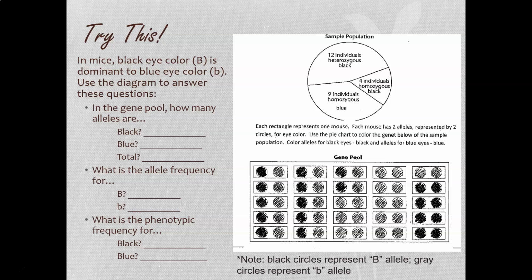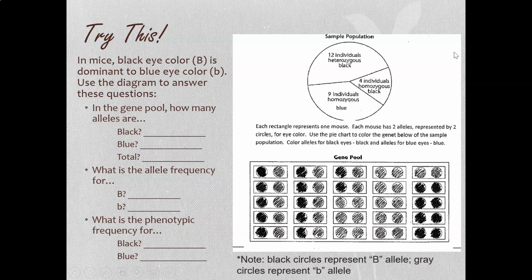So first and foremost, in my gene pool, I have to know how many alleles there are of each color. So how many have that big B versus that little b allele? And you really have two ways, based on the information that's here, to go about tackling that question. If you didn't remember what heterozygous and homozygous meant, you could just go down and count the circles in that gene pool diagram. But I want to take us a step back and go back up to what these terms actually mean.